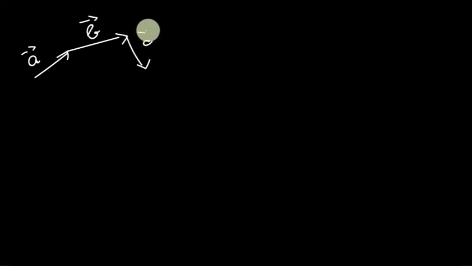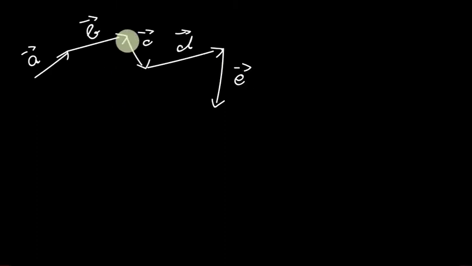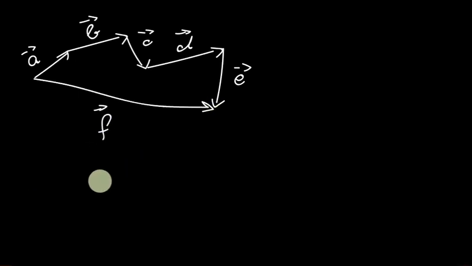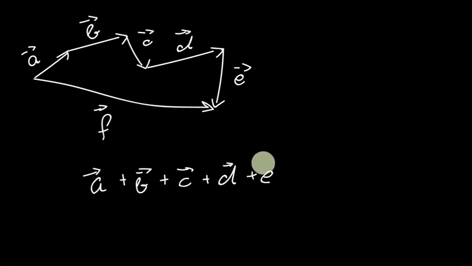The last one is called the polygon law. We can have a bunch of vectors: vector A, vector B, vector C, vector D, and vector E here. And the sum of these vectors is a vector F. So vector A plus B plus C plus D plus E gives us a vector F.